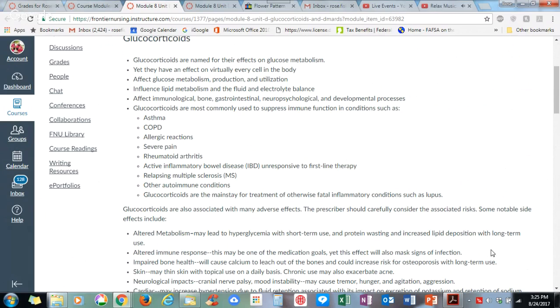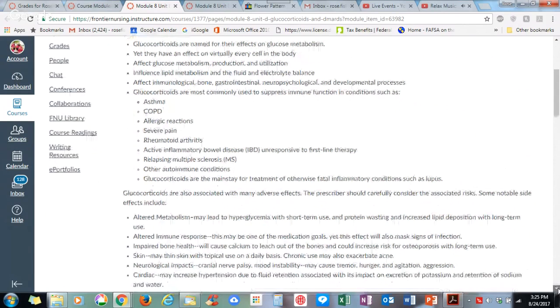Glucocorticoids are most commonly used to suppress immune function in conditions such as asthma, COPD, allergic reactions, severe pain, rheumatoid arthritis, active inflammatory bowel disease unresponsive to first-line therapy, and relapsing multiple sclerosis, as well as other autoimmune conditions. Glucocorticoids are the mainstay for treatment of otherwise fatal inflammatory conditions such as lupus.